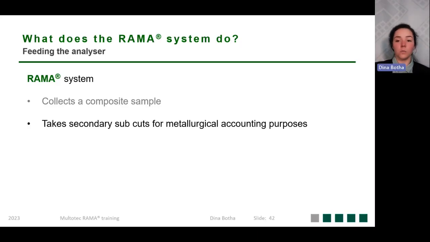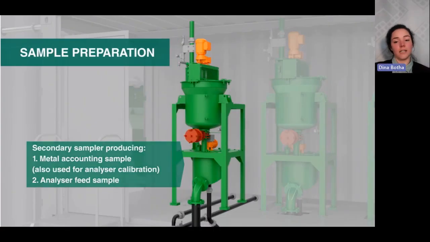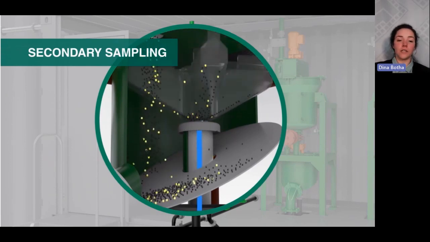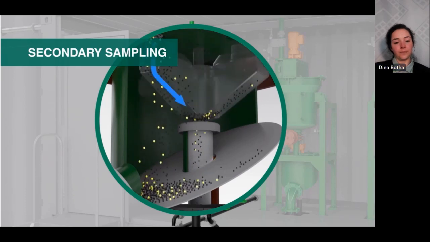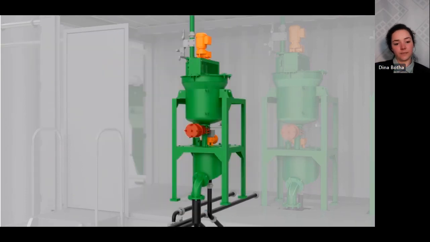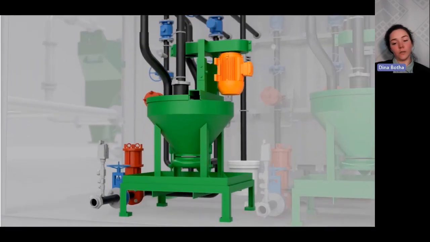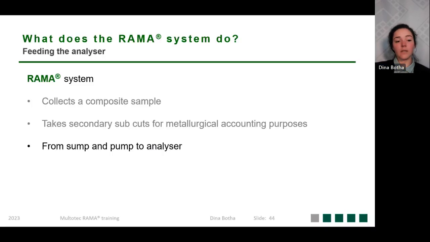Then, when this process line is almost required for analysis, the hopper opens up its valve and feeds your secondary resin sampler. The resin sampler then takes multiple subcuts that are used for metallurgical accounting purposes, and the rejects of the resin are fed to your sump and pump system. The results of this metallurgical accounting sampler can also be used for calibrating your online analyzer. And then finally, what we need this unit for is the sump and pump to feed your analyzer.